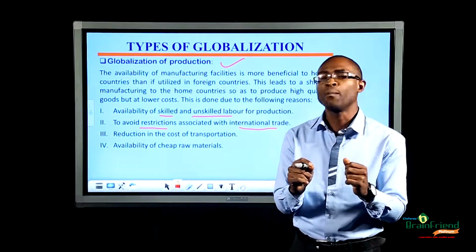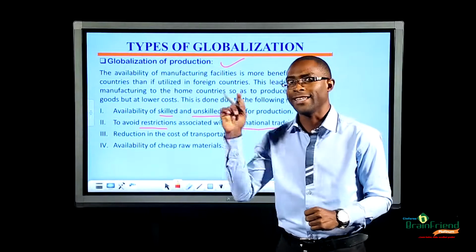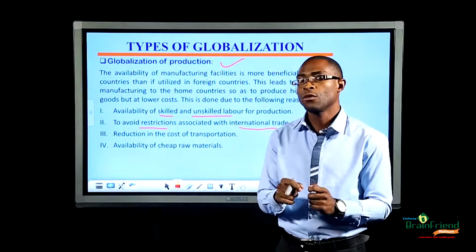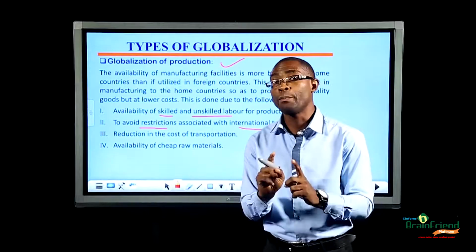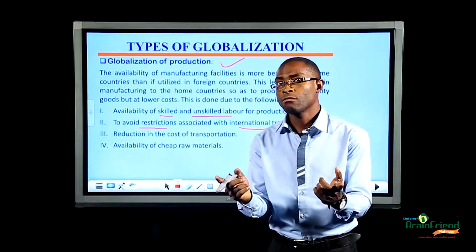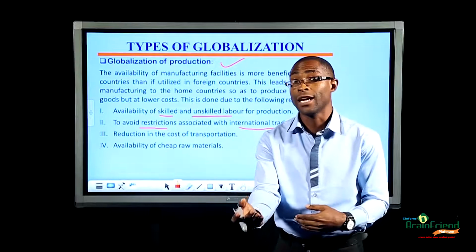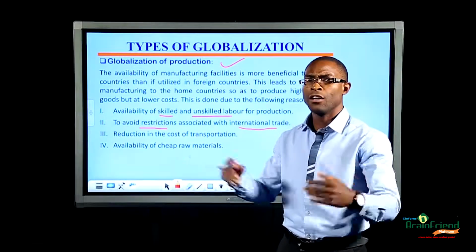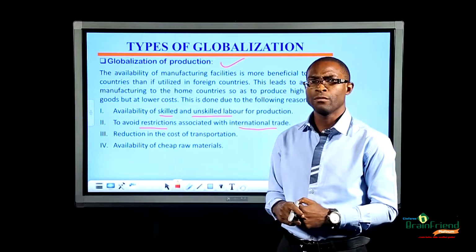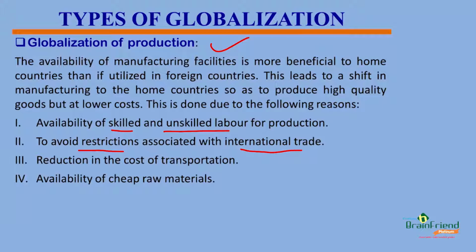Secondly, it is done to avoid restrictions associated with international trade. If my desire is to produce goods in Nigeria and sell them in Ghana, and I know that when I produce the goods in Nigeria, en route to Ghana, I will pay tariffs, why should I do that when I know that there is free trade? I can actually go to Ghana, site my company in Ghana, produce my goods in Ghana, and sell to the citizens of Ghana. I think that's the logical thing to do. So you see why globalization of production is necessary.